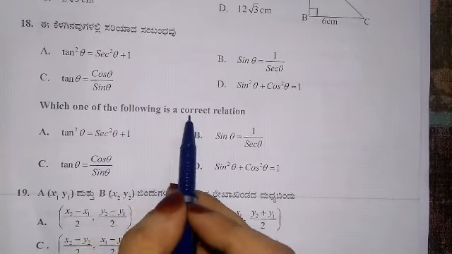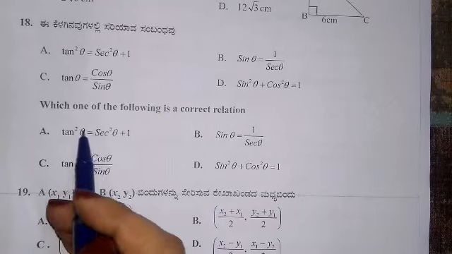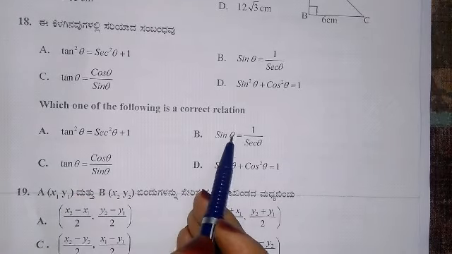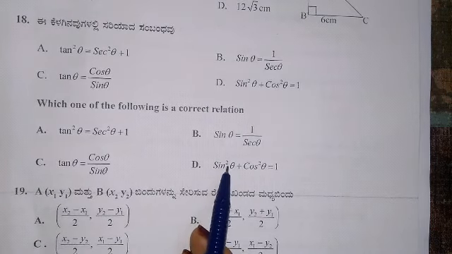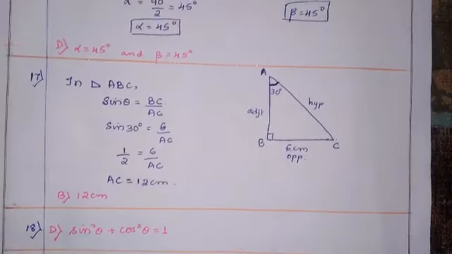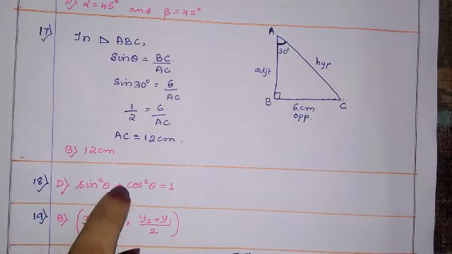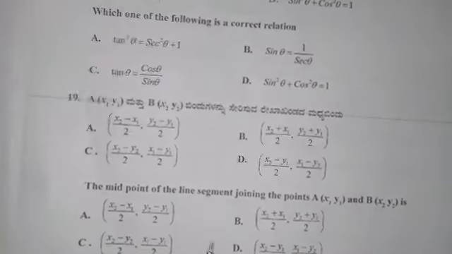Which of the following is a correct relation? Here by seeing only we know that the others are not correct relations, but we know this one is correct because many times we have repeated that sin square theta plus cos square theta is 1. So the correct answer is sin square theta plus cos square theta is 1.